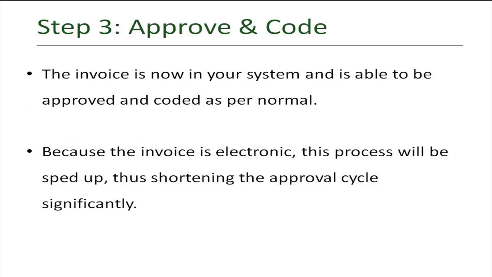Step three is typically approving and coding your invoices. The invoice is now in your system and is able to be approved and coded as per normal. Because the invoice is electronic, this process will be sped up, thus shortening the approval cycle significantly.